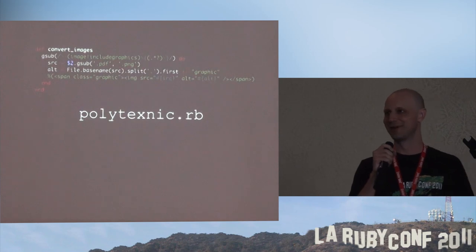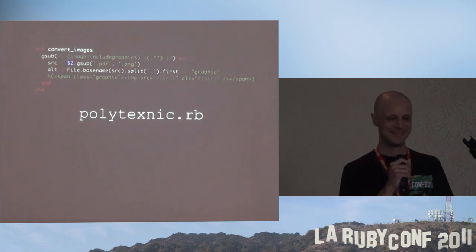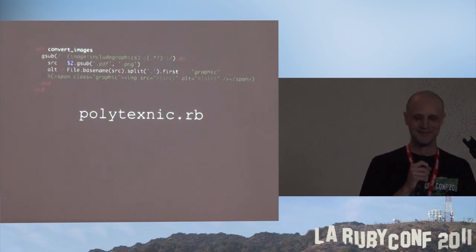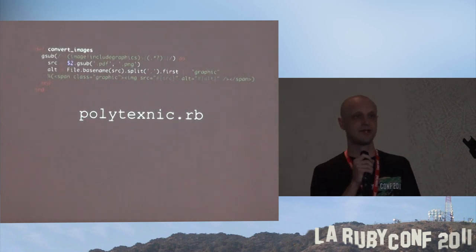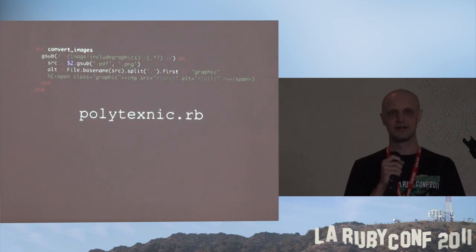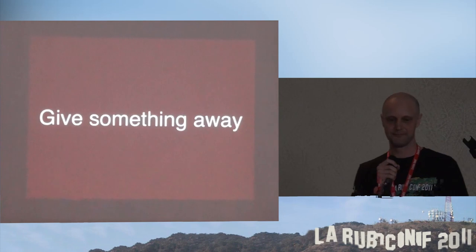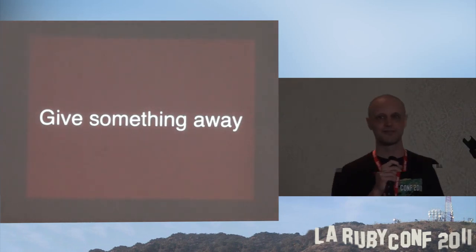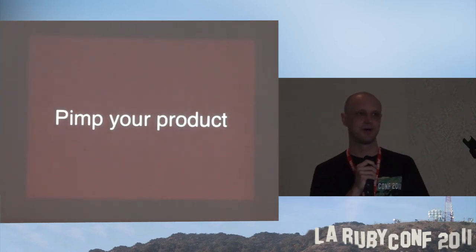And once Judson helps me do it right. So I wrote Polytechnic, and it was good enough to write the book. And so I started. And I started by giving something away. But you can't just give something away. You have to do something else. You have to pimp your product.